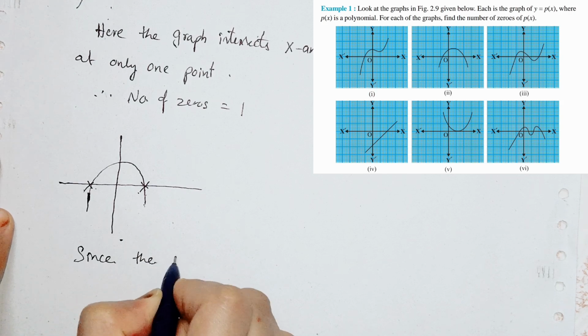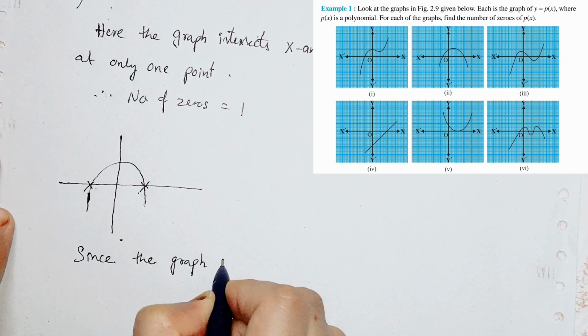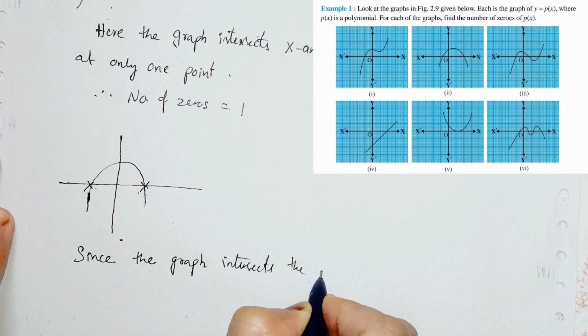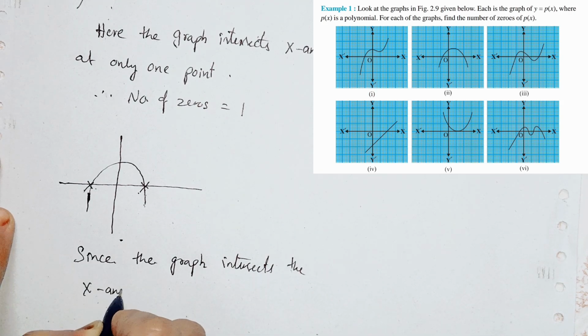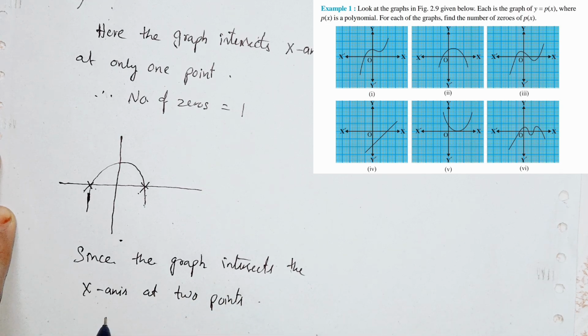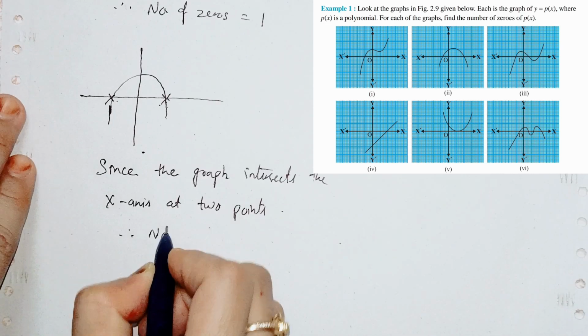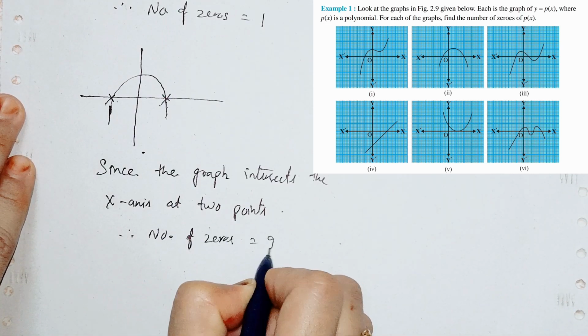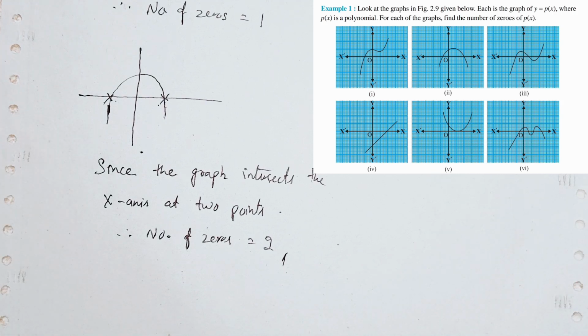Since the graph intersects the x-axis at 2 points, therefore the number of zeros is equal to 2. In this way you have to do all the sums.